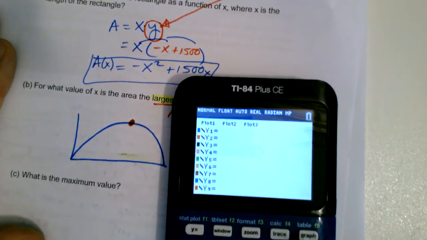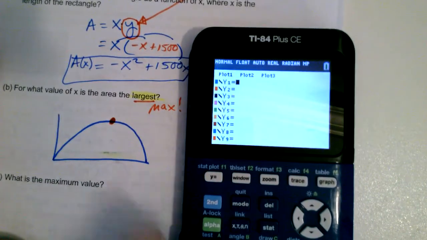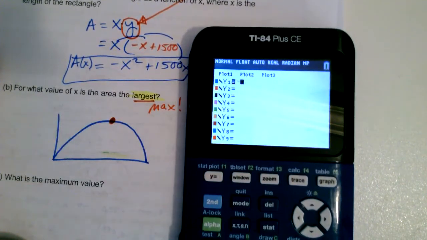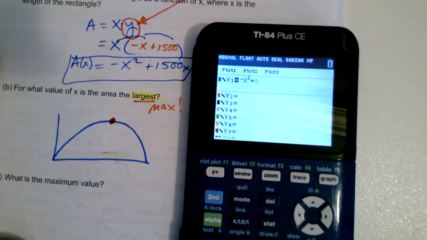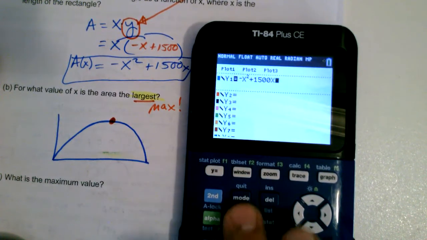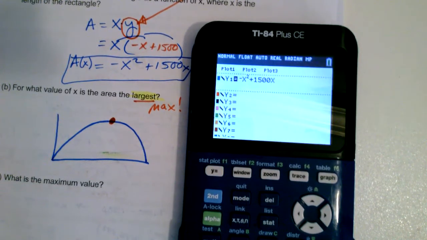I'm going to clear out all this other stuff we had graphed. Just press clear. And I'm going to type in this function right here. Okay, I'm going to type in negative x squared plus 1,500x. You could graph y equals 0, but we don't need it. We're just finding a max here. That's it. So I've got negative x squared plus 1,500x.